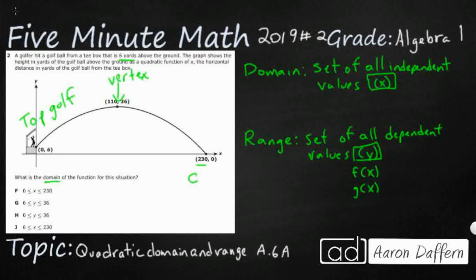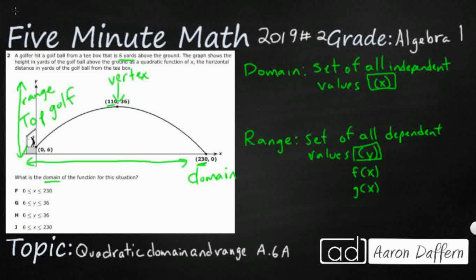So here's our domain, as we are looking at it, the x-axis, the horizontal distance here. So that 230 is going to be really important. So our range is going to be this vertical, the y value. So if we were looking at that, that 110 would be important because it looks like that's the height of this arc for this golf ball here.